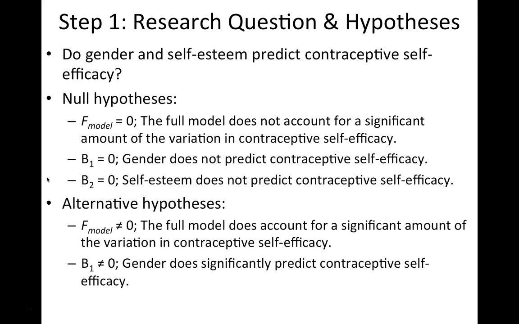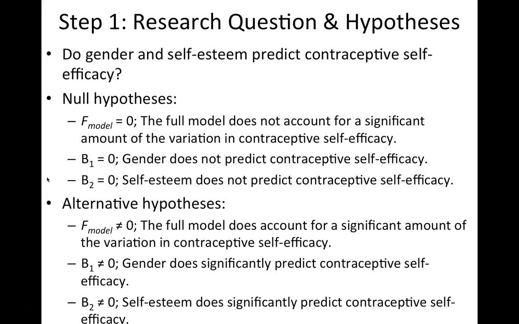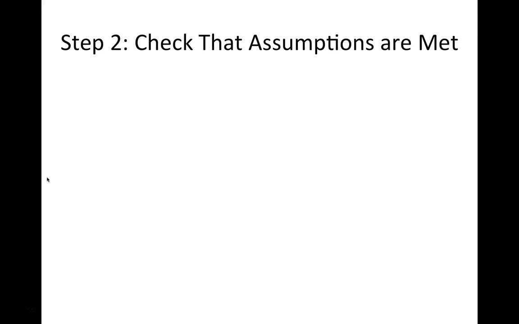And that our first factor, the slope, is not 0. In this situation, we would say greater than 0, the absolute value of 0. Gender does significantly predict contraceptive self-efficacy, and self-esteem does significantly predict contraceptive self-efficacy. So we'll check that our assumptions are met.